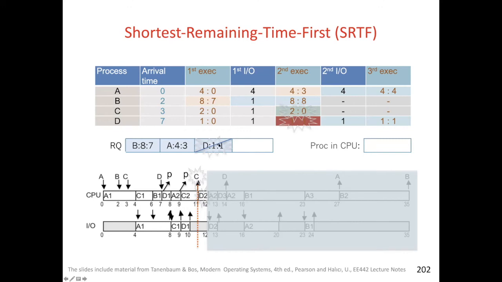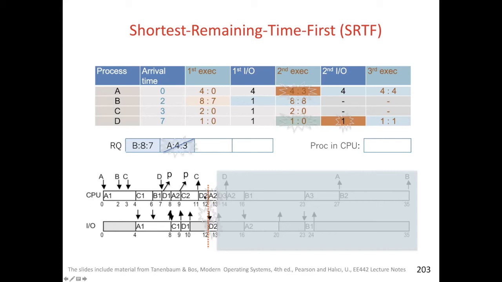The process having the shortest remaining time is process D. It starts its second execution. At time 12, the second execution of process D finishes. It goes to the device queue and immediately starts its I/O operation. The process having the shortest remaining time is process A. At time 9, it was preempted, so it continues its second execution.